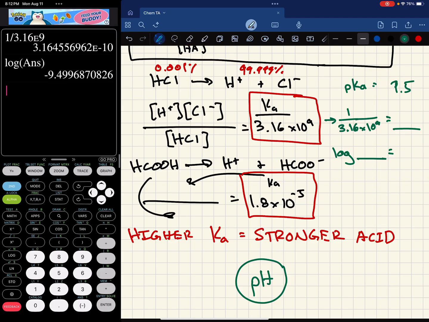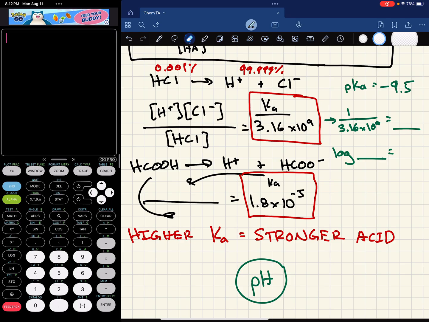Again, just a review: that's how you do it. 1 divided by that, and then log of the number. That is where we get pKa values, and as you can tell, it's a negative 9.5 number. Okay, let's do the other one.